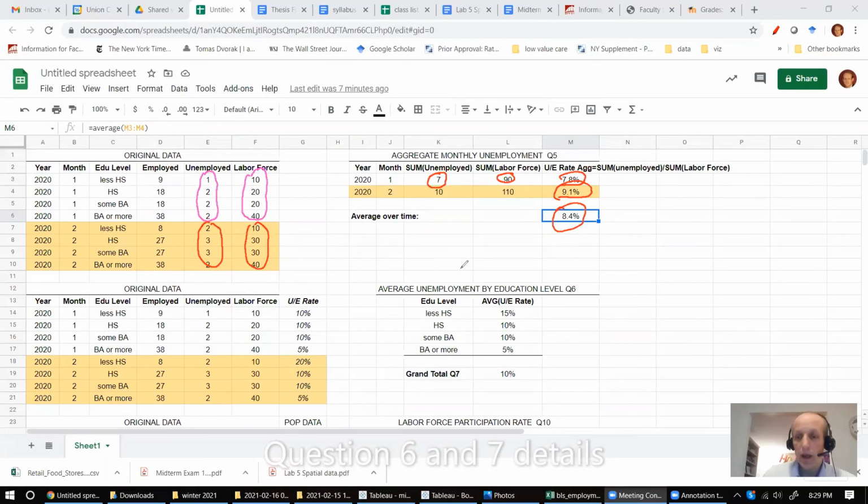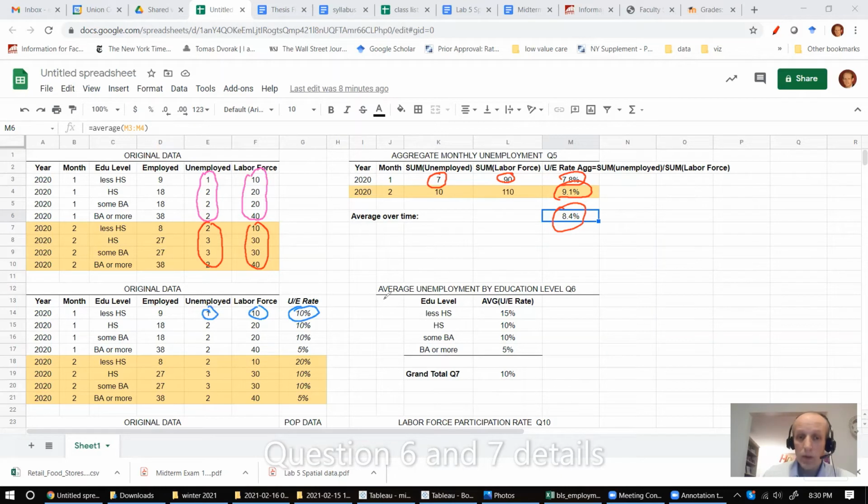What if I need average unemployment rates by education level? Well, I need to calculate the unemployment rate for each month for each education level. And since each month and year and education level is the level of granularity of our data, I can calculate unemployment rate, not as an aggregate expression, but as a row level calculation, simply taking the number of unemployed and dividing it by labor force for each row in our data.